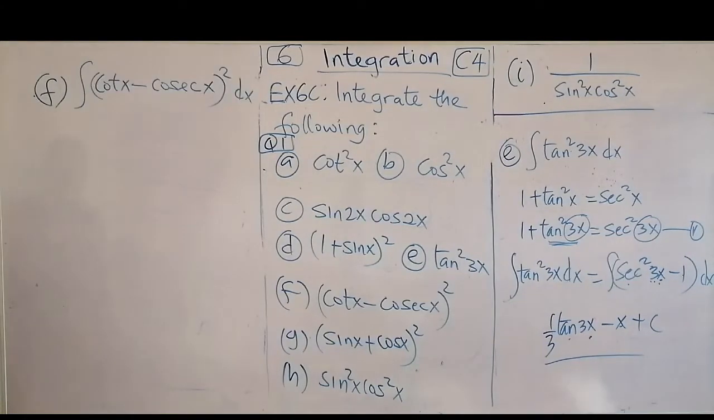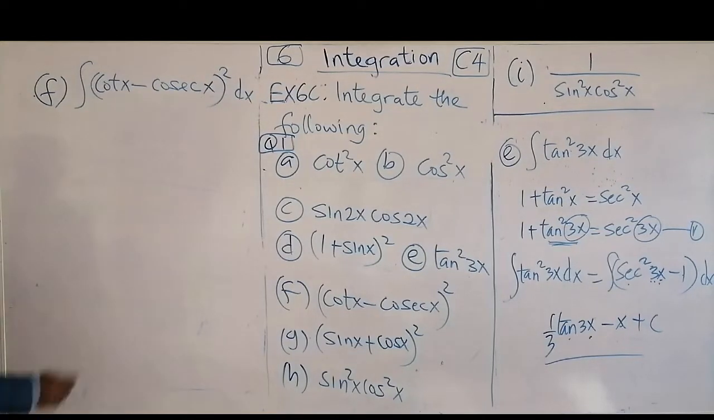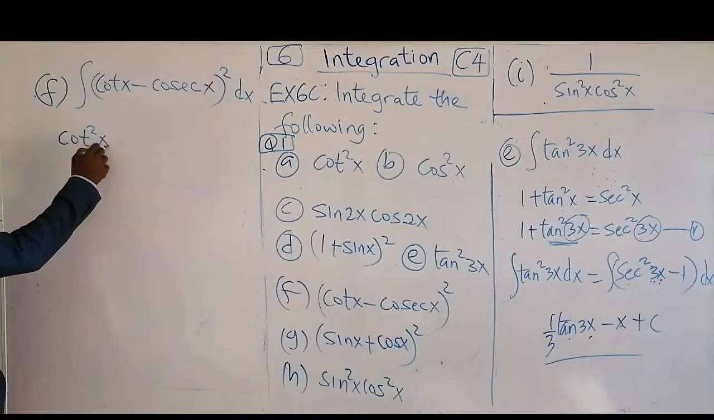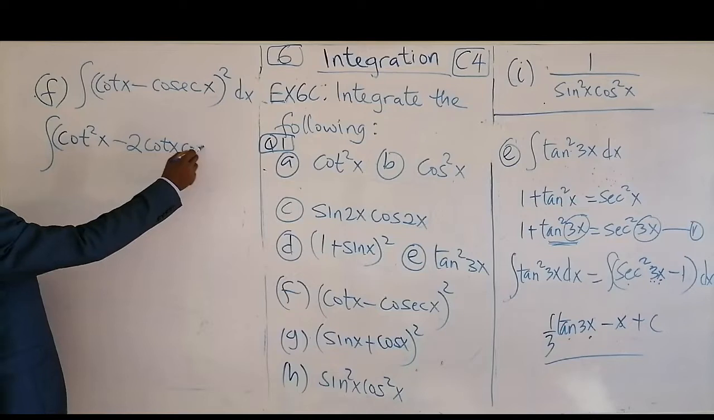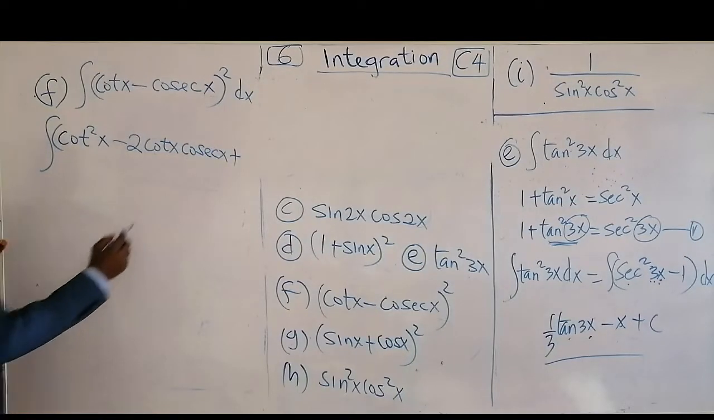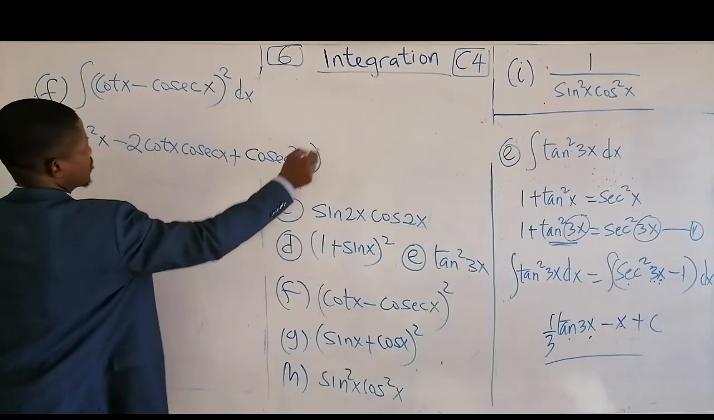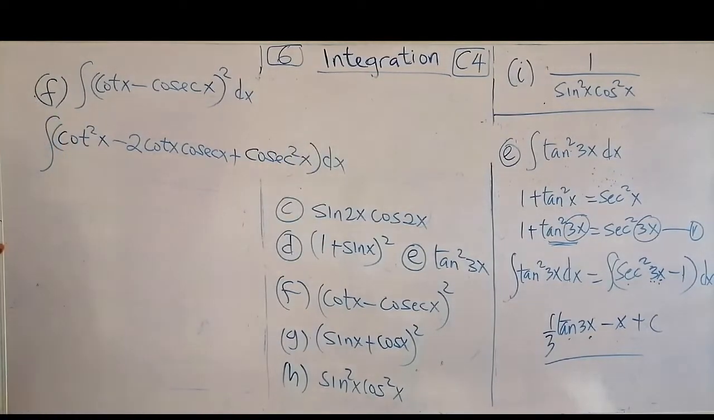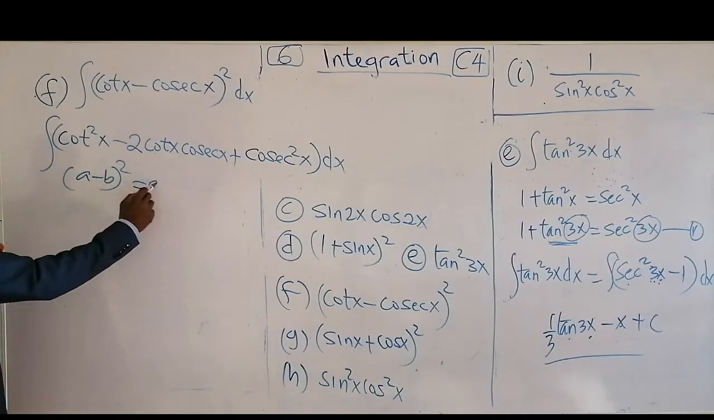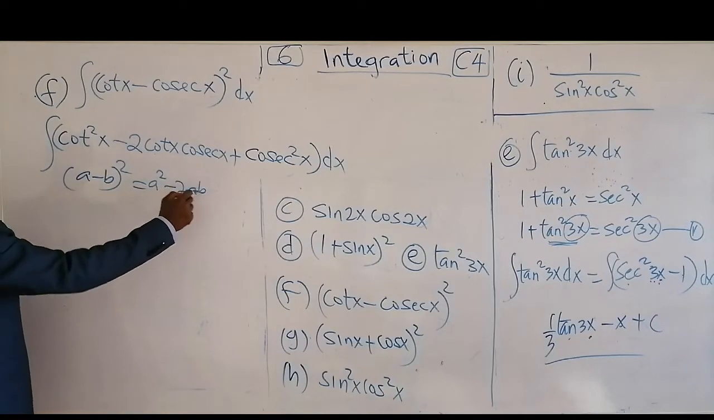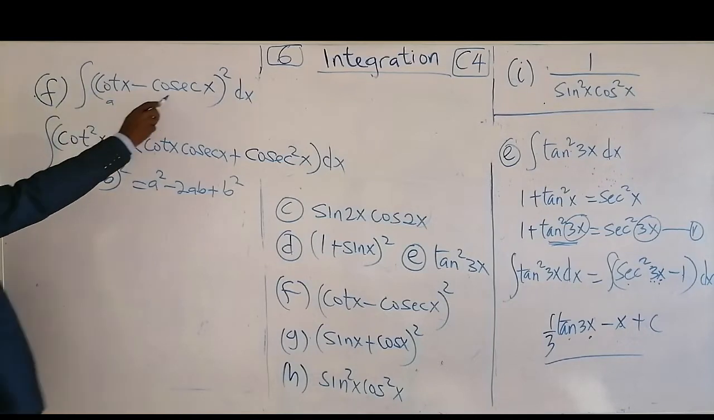For F, the integral of this function, we do the expansion, and that will be cot squared x minus 2 cot x cosec x plus cosec squared x, close the bracket, dx. Just like you have a minus b squared, this will give you a squared minus 2ab, and then plus b squared. So that's what I use. This is my a, this is my b.